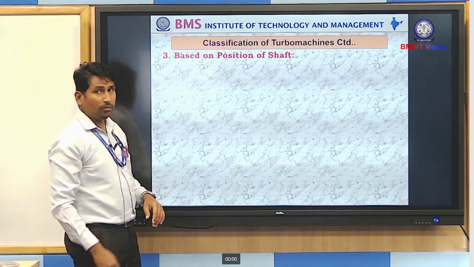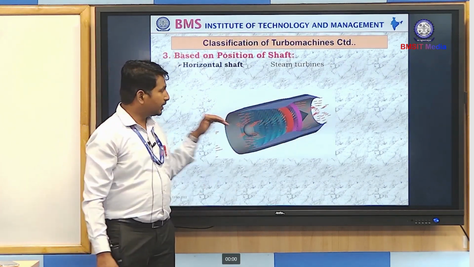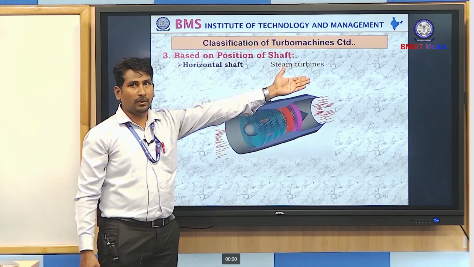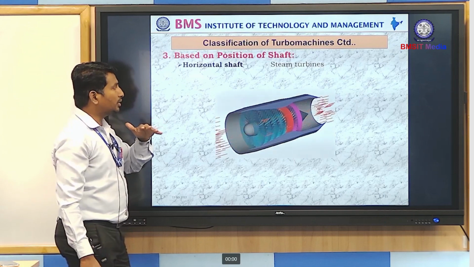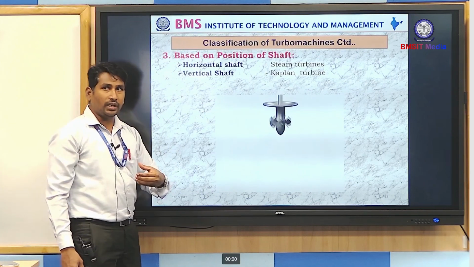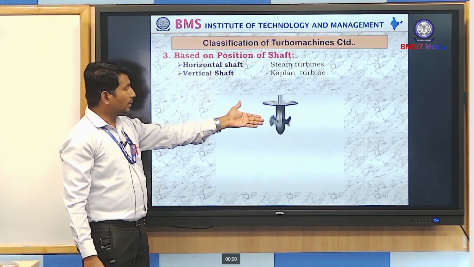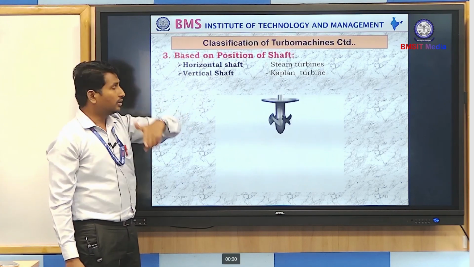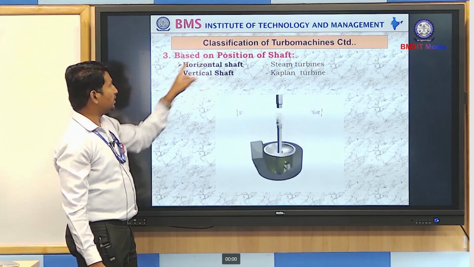The third classification is based on the position of the shaft, how the shafts are positioned. Horizontal shaft: if the shaft is kept horizontally, it is called a horizontal shaft. Better examples of horizontal shaft turbo machines are steam turbines, centrifugal pump, windmill. In all these machines, shafts are placed horizontally. Vertical shaft: if the shaft is kept vertically, it is considered a vertical shaft turbo machine. In the Kaplan turbine, we can see the shaft is vertical. And in the ceiling fan, the shaft is kept vertically. Those are examples of vertical shaft turbo machines.